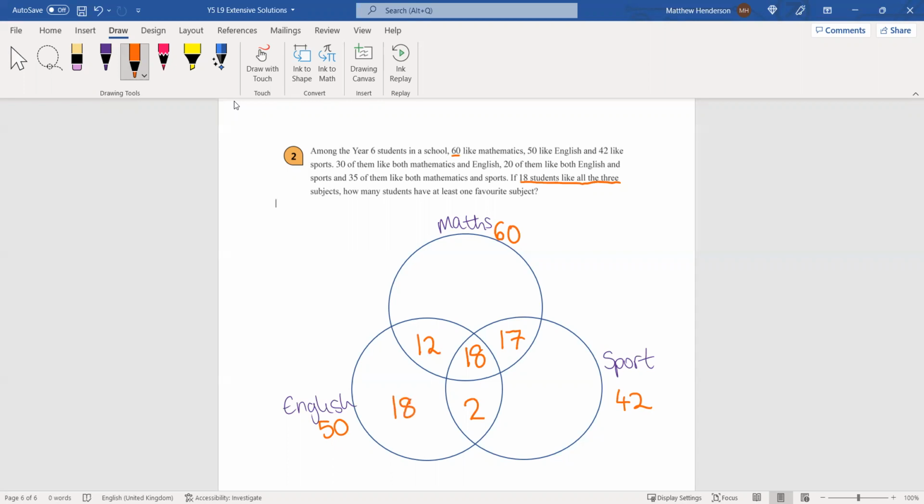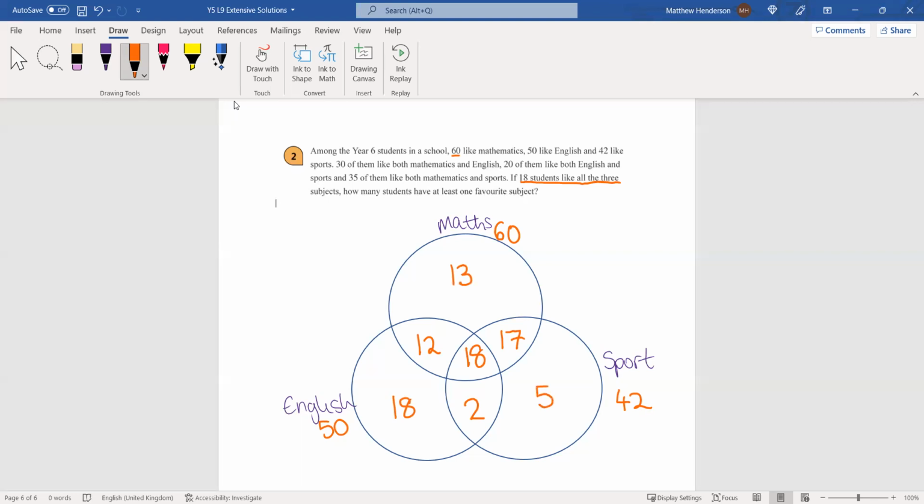I can do the same for maths. I've got 47 students here that like maths but fall into the other circles. So that leaves 13 remaining that like just maths, and 37 that like sports but also fall into other circles. So that leaves 5 remaining that just like sports.